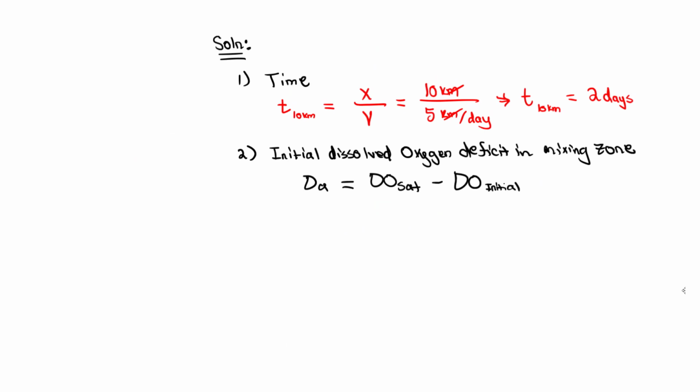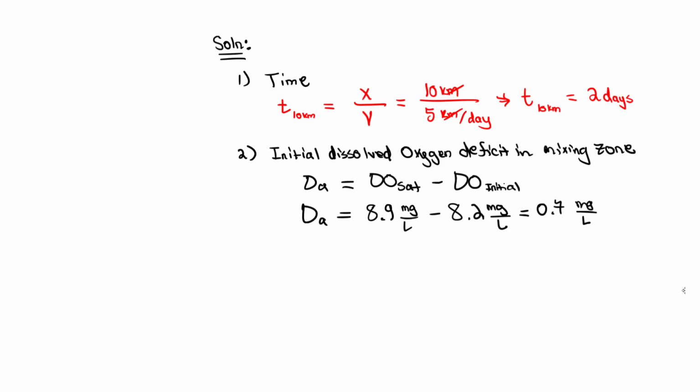So dA equals DO set, which is going to be 8.9 milligram per liter, minus DO initial, which is 8.2 milligram per liter, and that equals 0.7 milligram per liter. So we need that dA when we use the final formula.